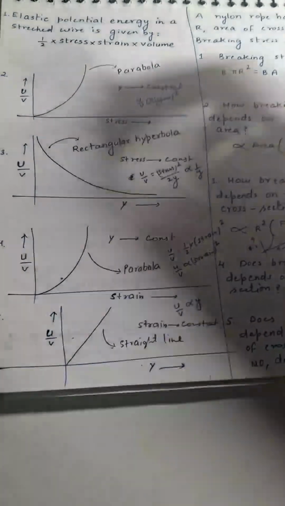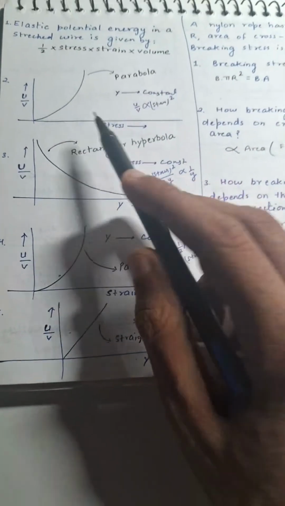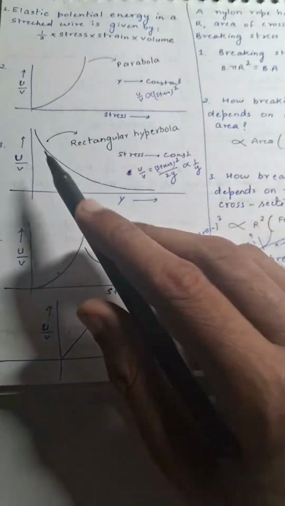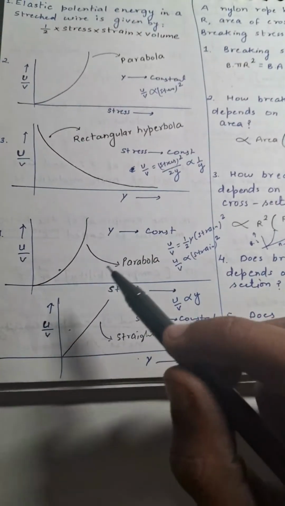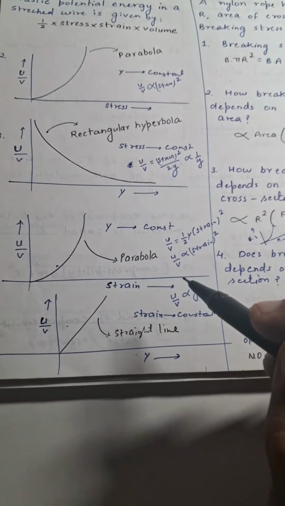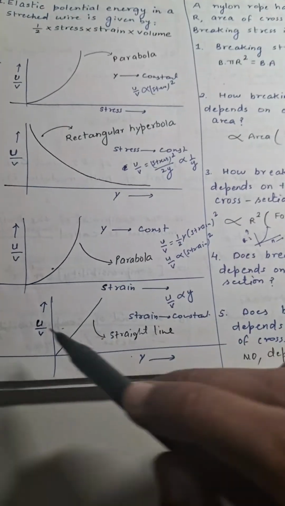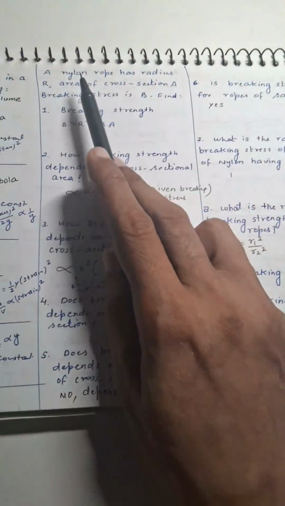Then there is another worksheet on elastic potential energy. So it's half into stress into strain into volume. Then if we analyze U by V, it corresponds to energy density. Its graphical variation with stress for constant Young's modulus: the expression used is stress square by 2Y, so the graph will be a parabola. If we draw the graph between energy density and Young's modulus at a constant stress, that will be a rectangular hyperbola. However, if we draw the graph between energy density and strain for constant Young's modulus, that will be a parabola. If you draw the graph between stress and strain for Young's modulus, that will be again a straight line.